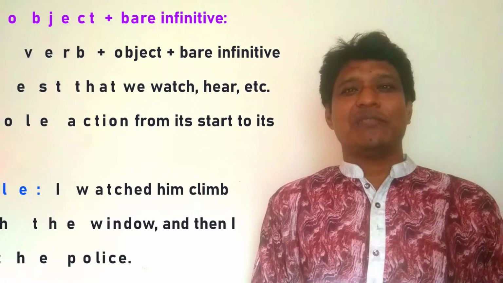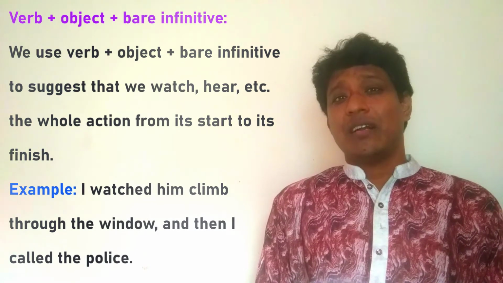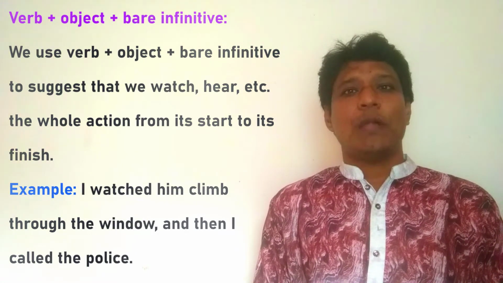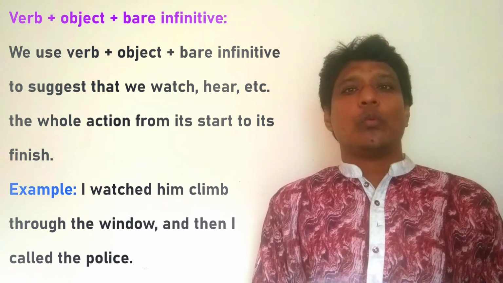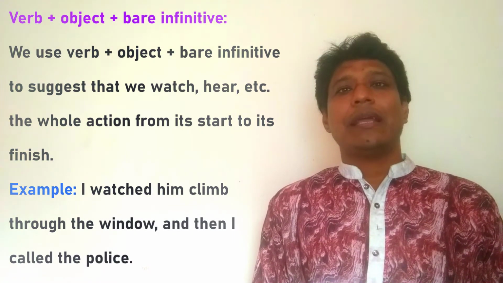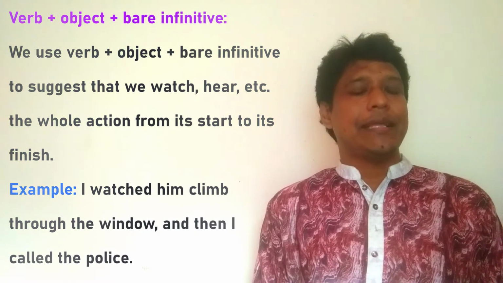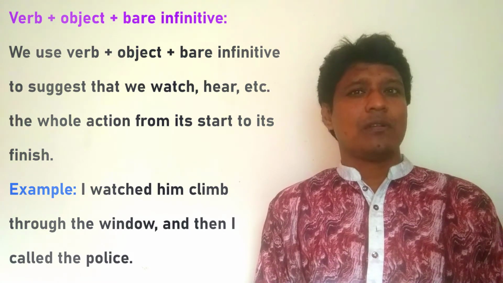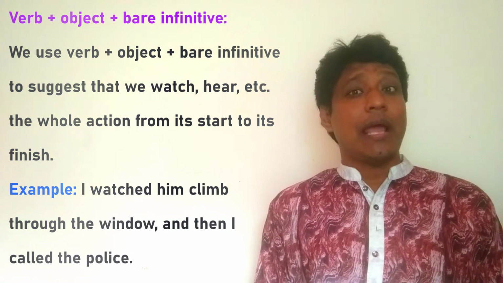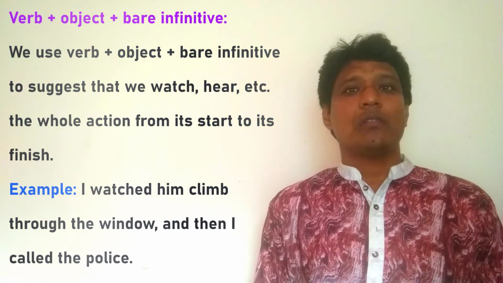Verb plus object plus bare infinitive. We use verb plus object plus bare infinitive form to suggest that we watch, hear, etc. the whole action from its start to its finish. For example, I watched him climb through the window and then I called the police.